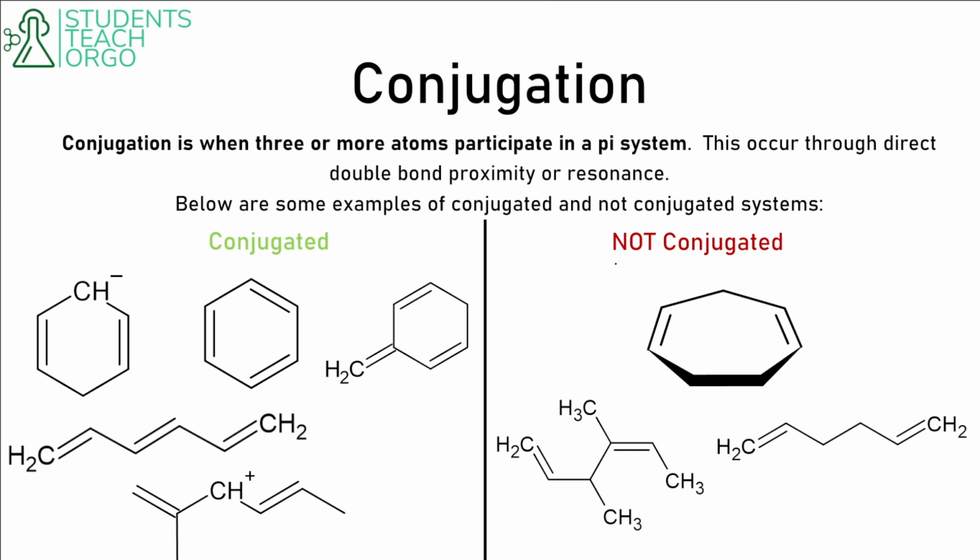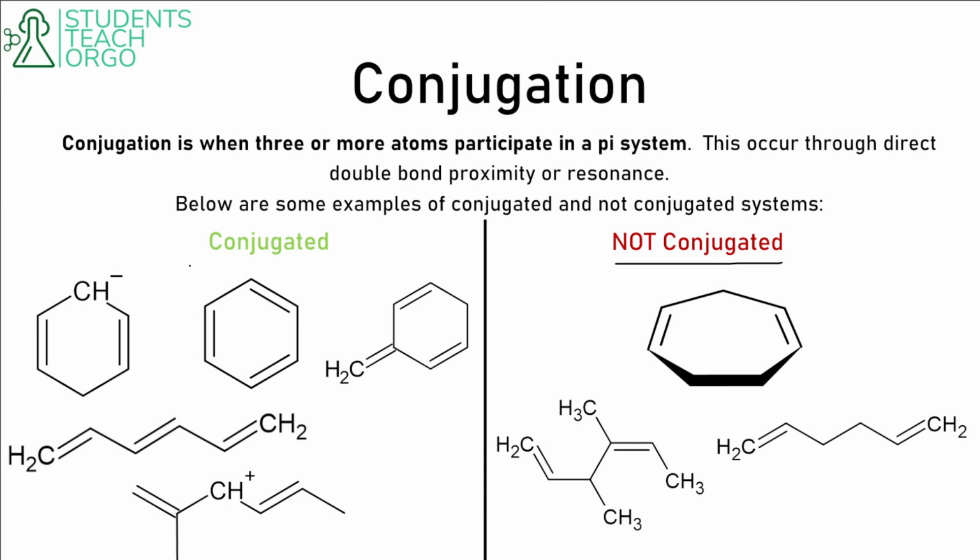I'm going to start with the not conjugated first, just to show what it means to not really be conjugated, right? So here you have a double bond, so you have two atoms that are part of a pi system. So this carbon atom and this carbon atom, right? Since there is no third carbon atom that's part of the pi system, it is not conjugated. And the same applies for the other two examples of non-conjugated systems on the screen.